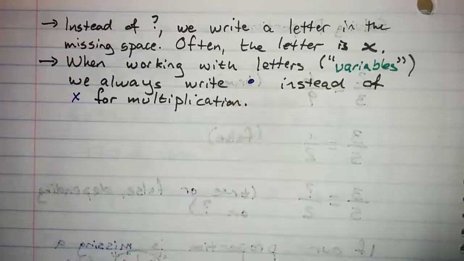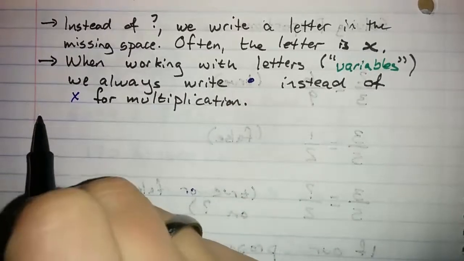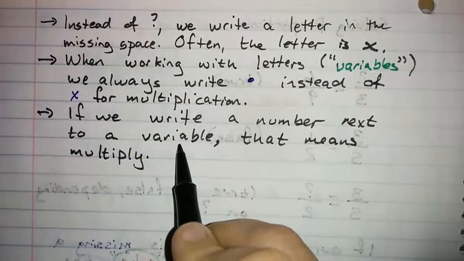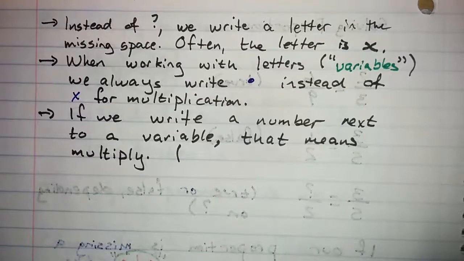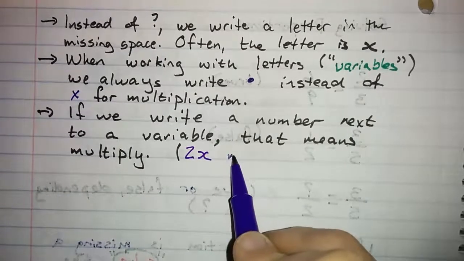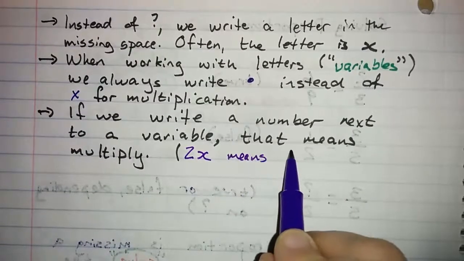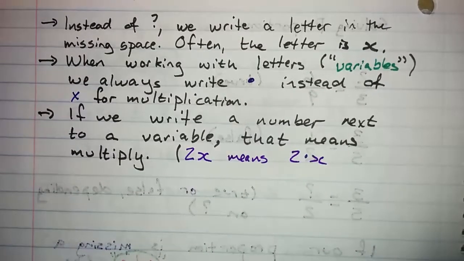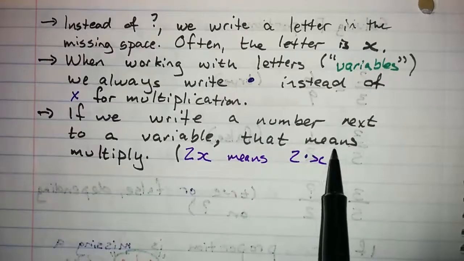And sometimes we'll do away with the little dot even. If we just write a number next to a variable, that means multiply. That is, if I write 2x, that means 2 times x. That's the same rule where if I just write a number next to parentheses, it means multiply.